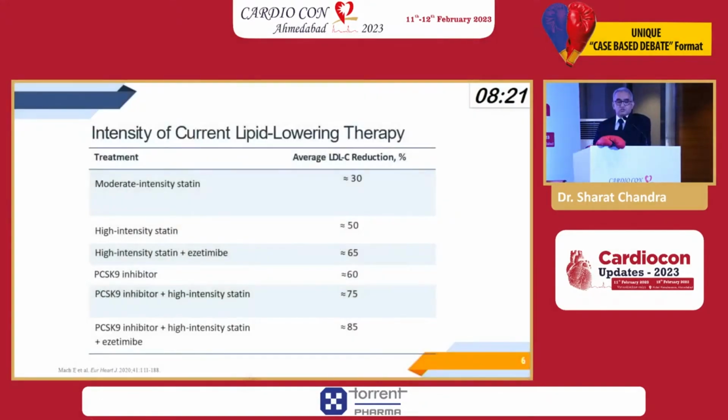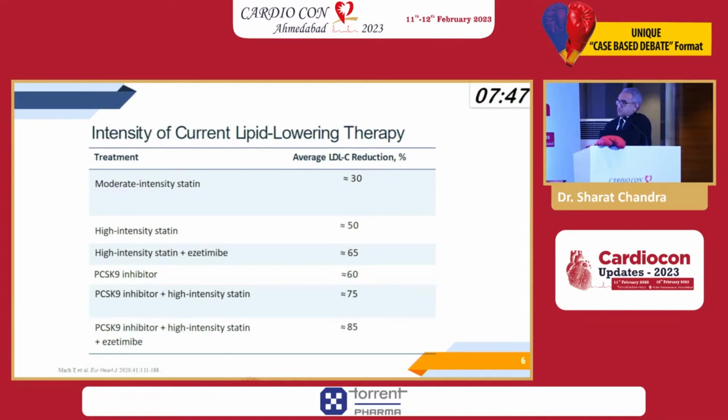Okay, so you have today extremely good drugs available in our armamentarium. A moderate intensity statin will bring it down by 30%, high intensity statin by 50%. If you combine it with ezetimibe, it comes down by 65%. If you give a PCSK9 inhibitor, it will come down by a whopping 75%, and with all three it will be 85%. Being a relatively frequent user of PCSK9 inhibitors, I know that it really brings down LDL very, very low, and probably that's what it should be.